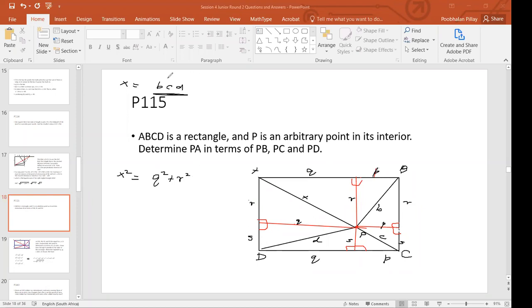But I want to find it in terms of B, C, and D, you see. So at the moment, I've got x squared is equal to Q squared plus R squared, right? And now let's look at B squared. B squared is P squared plus R squared using Pythagoras again. Let's try C squared. C squared is P squared plus S squared. Right? And D squared is Q squared plus S squared.